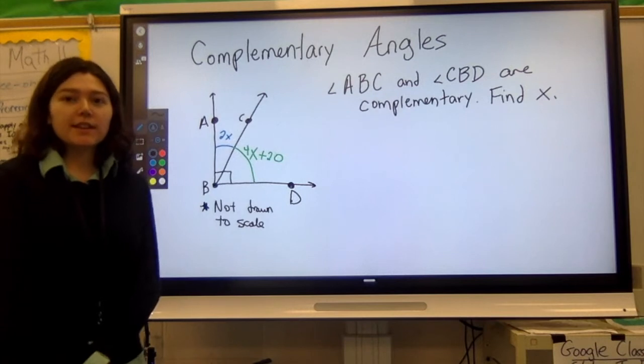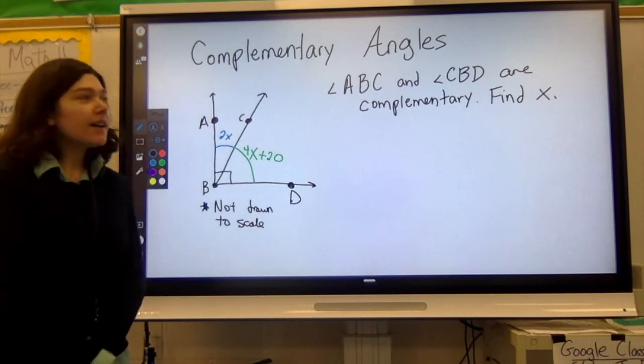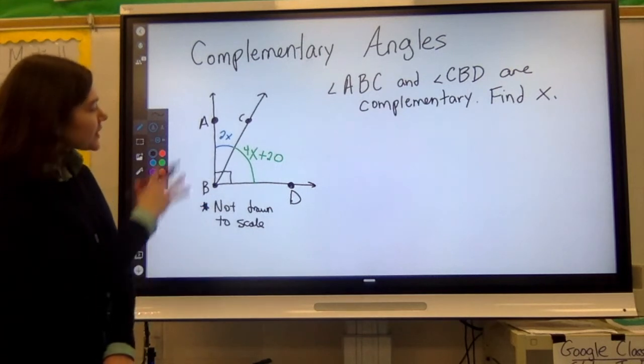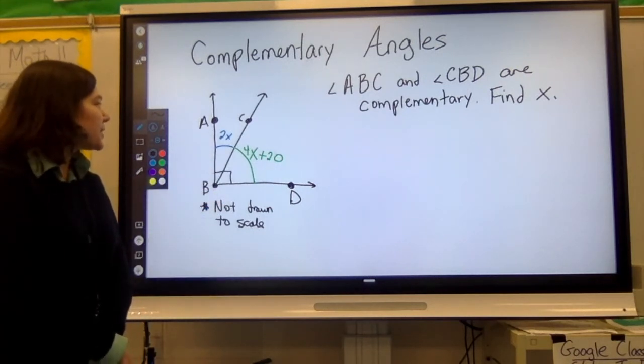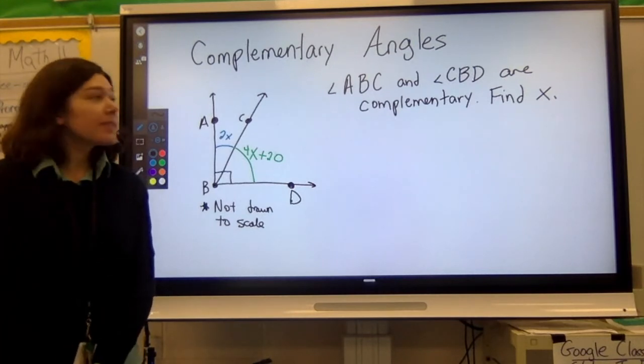Hello, today we're looking at examples of complementary, supplementary, and vertical angles, and particularly using equations and algebraic reasoning in order to find missing variables hidden within them.